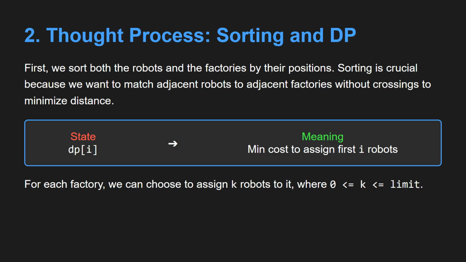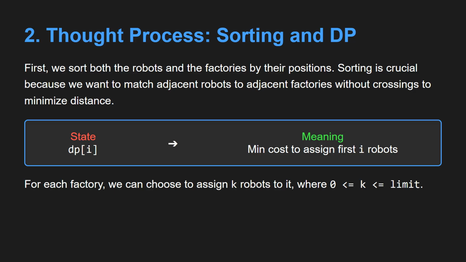For our thought process, we use sorting and dynamic programming. First, we sort both the robots and the factories by their positions. Sorting is crucial because to minimize total distance, robots from left to right should ideally go to factories from left to right without crossing paths.